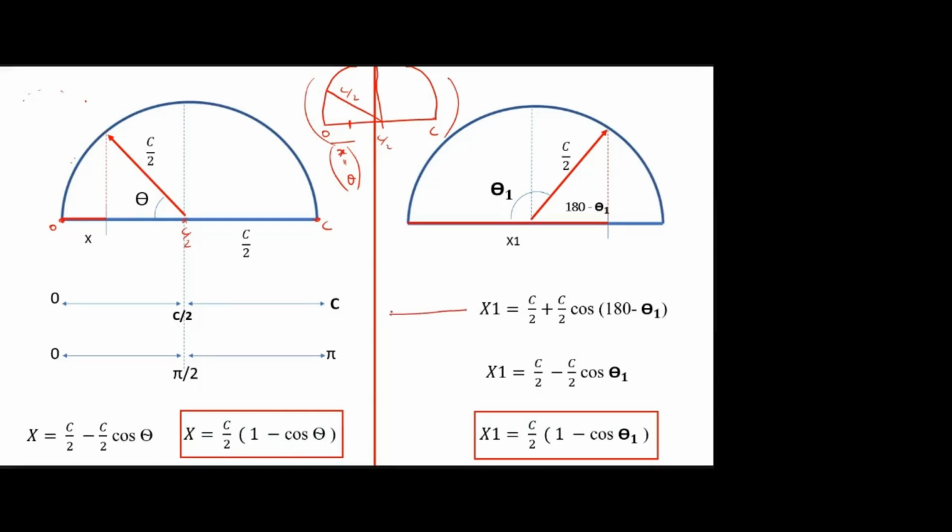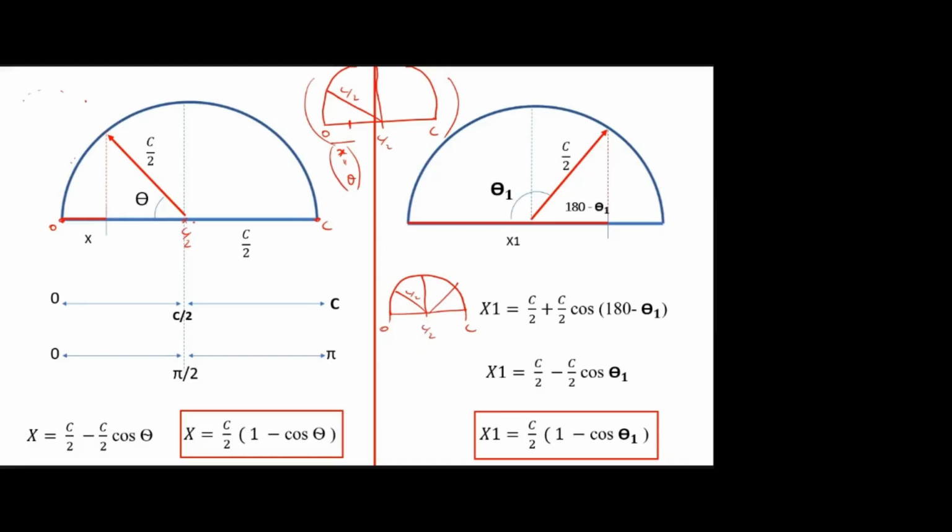This is the chord line, 0 to C it varies. The center point, if you take it, is C by 2. To convert the coordinate point from Cartesian to polar coordinate, I am drawing a semicircle, and the radius of the semicircle will be C by 2. Up to that, clear, right?